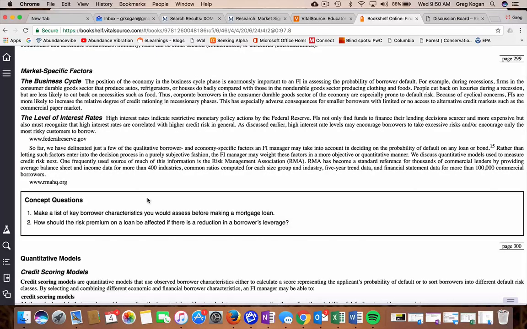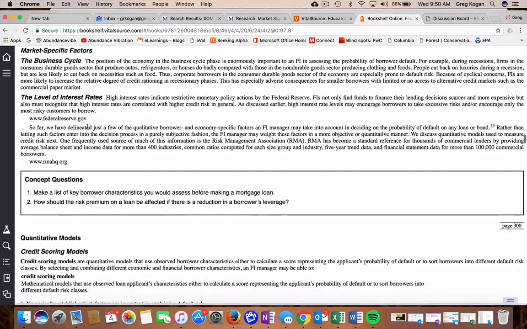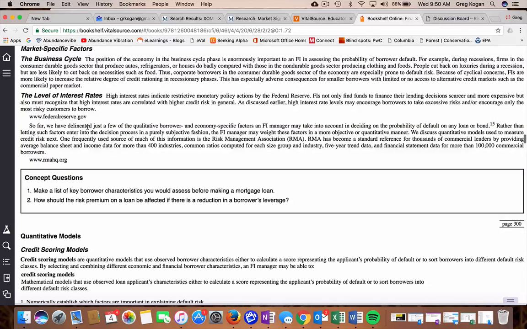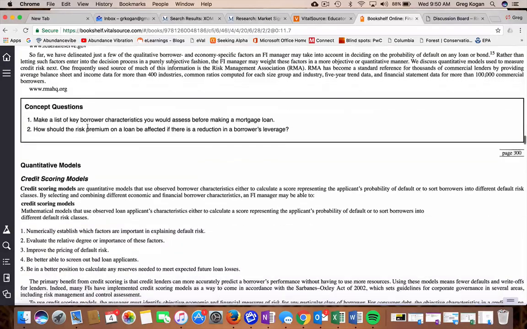The market-specific factors are the business cycle and the level of interest rates. Of course, when there's a recession, you have to be much more careful in lending, and lenders may request more collateral, or lend less, as we saw after the housing crisis. It was impossible to get a mortgage sometimes for certain people. Level of interest rates also matters: when there are high rates, like in the 80s, people are much more likely to default, or in '07 and '08, when adjustable rate mortgages were going up, the higher rates were making people default as well.